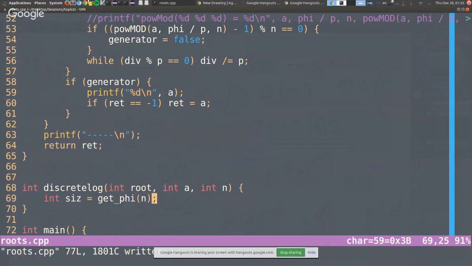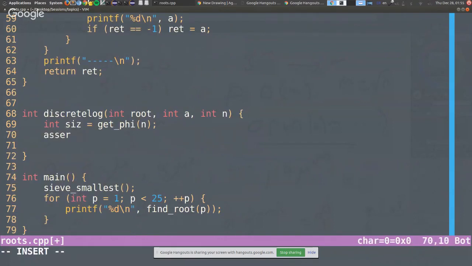Here the size of the group is, as we said, phi of n. And we just make an assertion that the GCD between the root and n is equal to 1. So we are checking if the number is indeed in the multiplicative group. Here we have the square root of the size, this one.